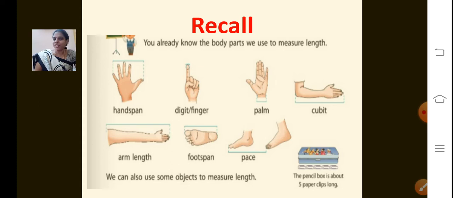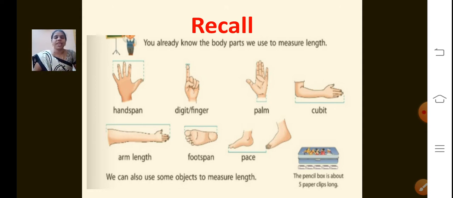Now first we'll recall whatever you studied in class 1. You already know the body parts that we use to measure length. So we use some body parts, right, to measure the length. What is this? Hand span. And this is digit of finger. Palm. And this one is cubit.